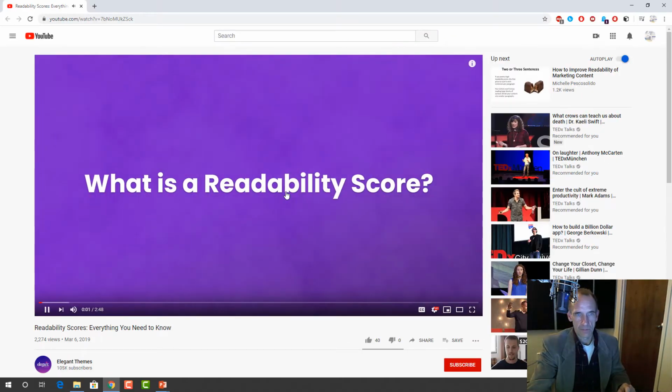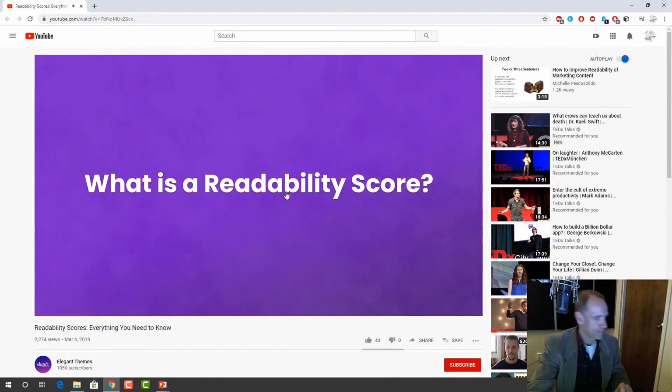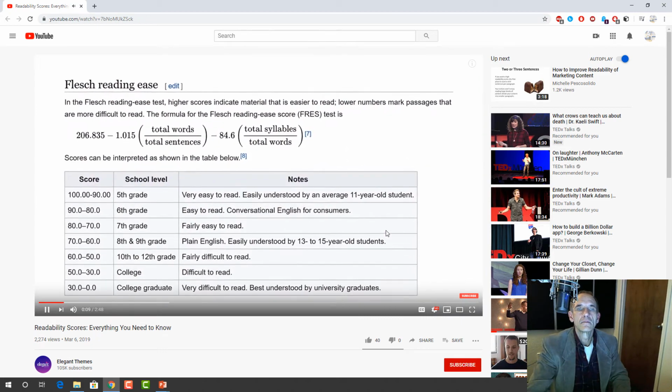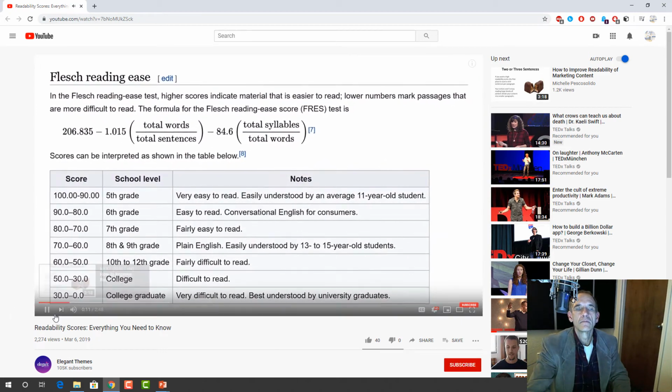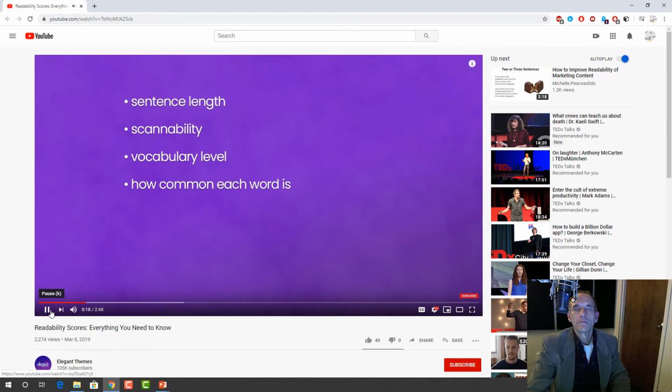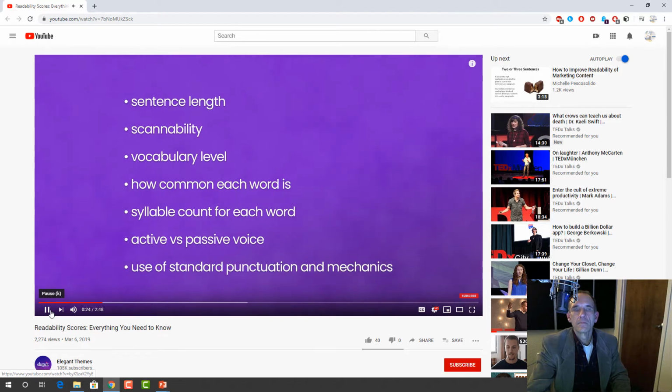What is a readability score? In general, it's how easy it is to read your content. With tools like the Flesch-Kincaid readability test, you can determine at roughly what level a reader needs to be to understand your text. This includes sentence length, scannability, vocabulary level, how common each word is, syllable count for each word, active versus passive voice, and use of standard punctuation and mechanics. Now let's look at some of the tools you can use to keep your writing as accessible as possible.